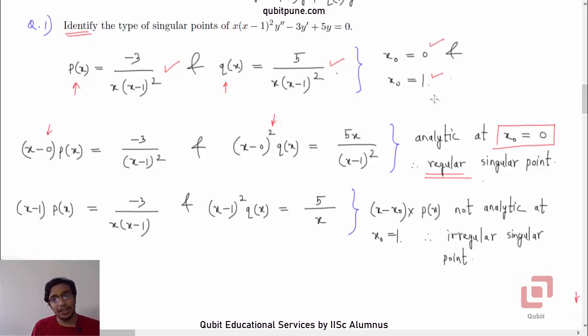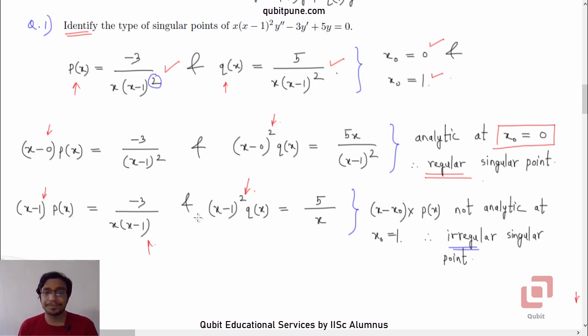Now to check for the analyticity at 1, we are required to multiply p of x by x minus 1 and q of x by (x minus 1) raised to 2. If we do that, in p of x, in the product, we still have x minus 1 present in the denominator, because in the original definition of p there were 2 powers of x minus 1. Now this itself classifies x equal to 1 to be an irregular singular point, because x minus 1 into p of x is still not analytic at x equal to 1.